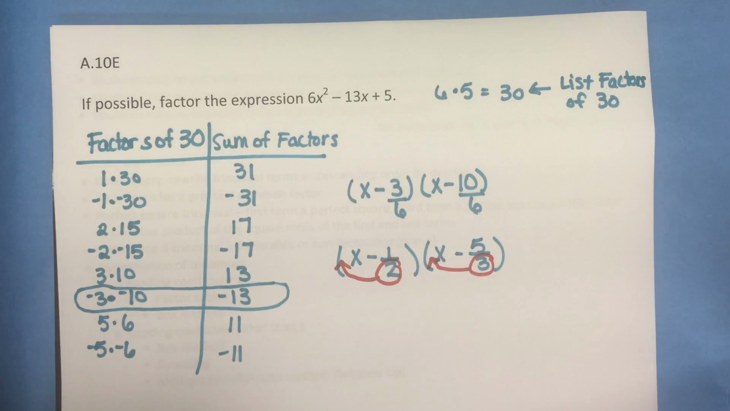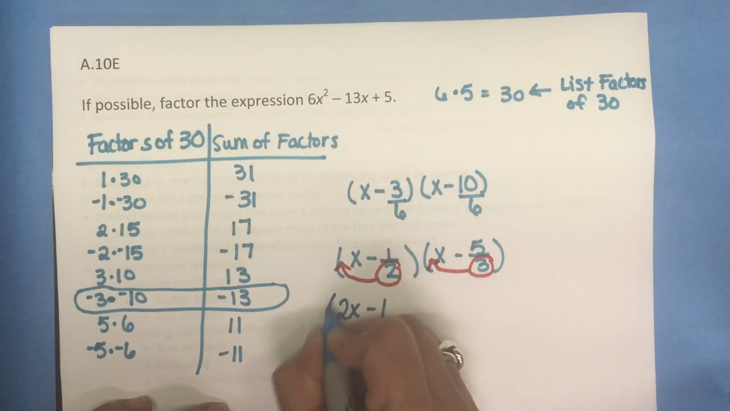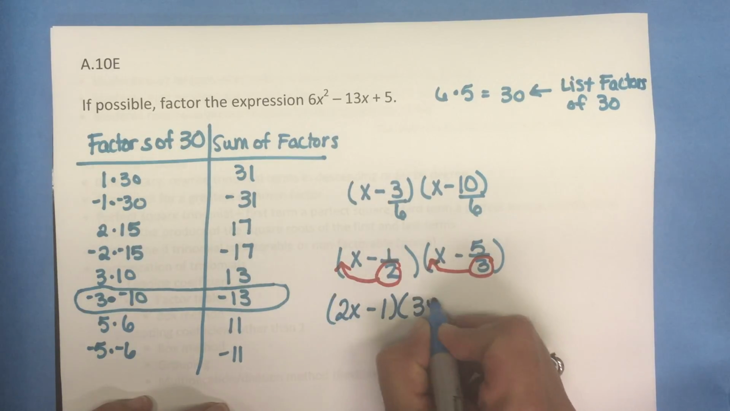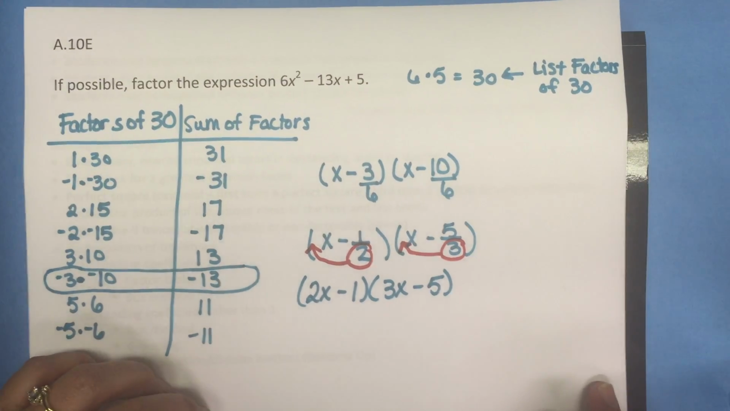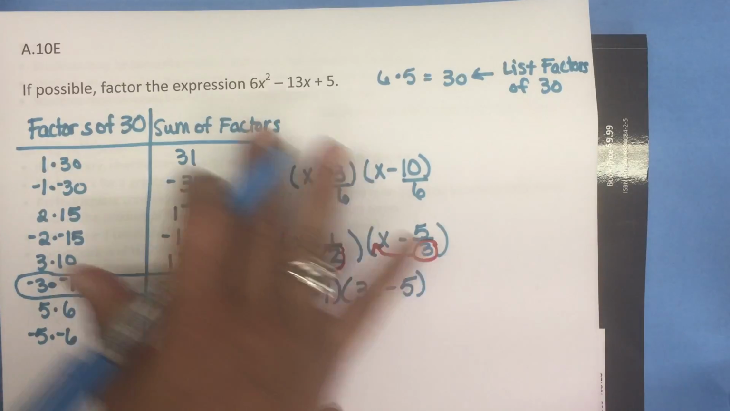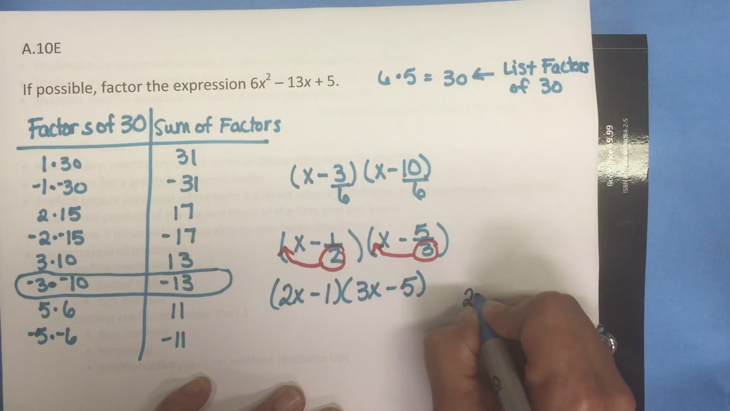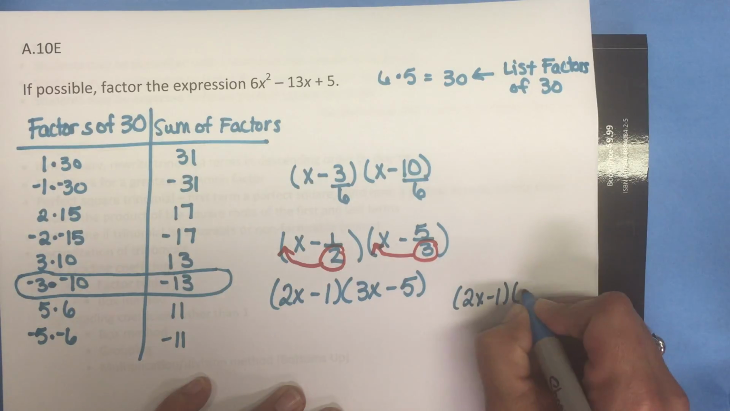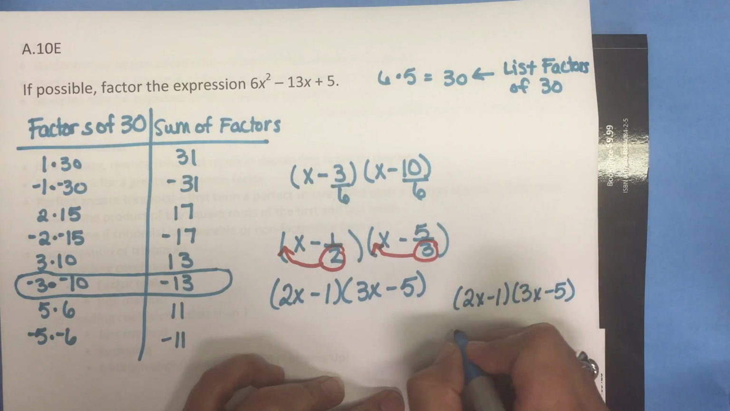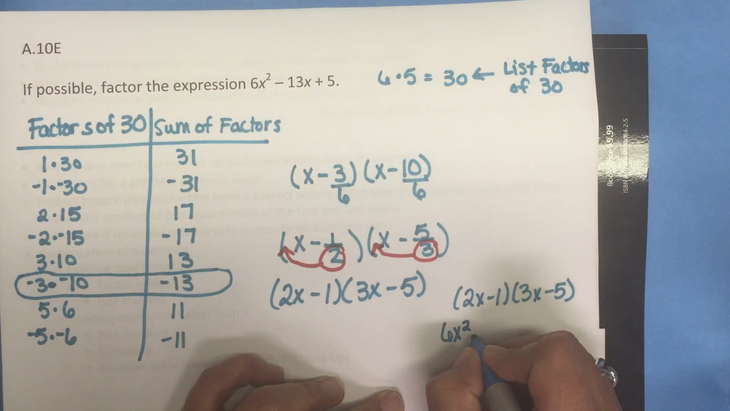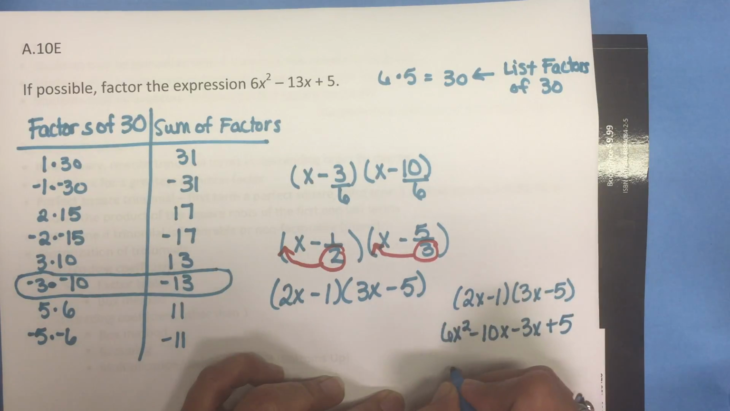So that's going to give us the factors 2x minus 1 and 3x minus 5. So let's check. This is what we've worked out to be the factors of this expression, but let's check it by multiplying those two binomials together. If I multiply 2x minus 1 times 3x minus 5, that gives us 6x squared minus 10x minus 3x plus 5.